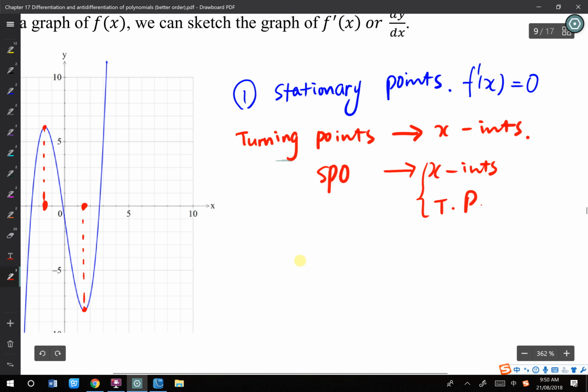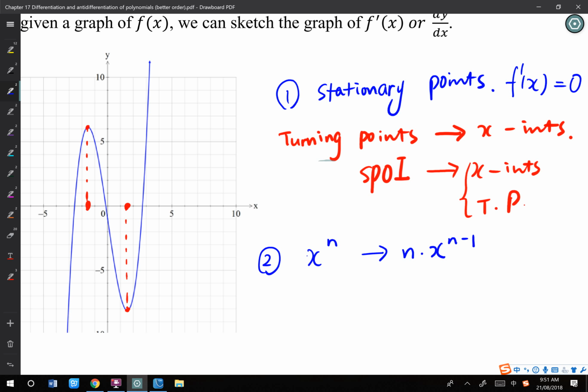Second, think about the decreasing power, x to the power of n to n times x to the power of n minus 1. Think about the decreasing order of the function. So what we have here is cubic, right? What I will have is a quadratic. So I know my graph should be a quadratic. Well, I have two types of quadratic. One type is the increasing one, that one is through the 2 x-intercepts. The other one can be a decreasing one, through the 2 x-intercepts. So what kind of graph should I have? I need to decide.